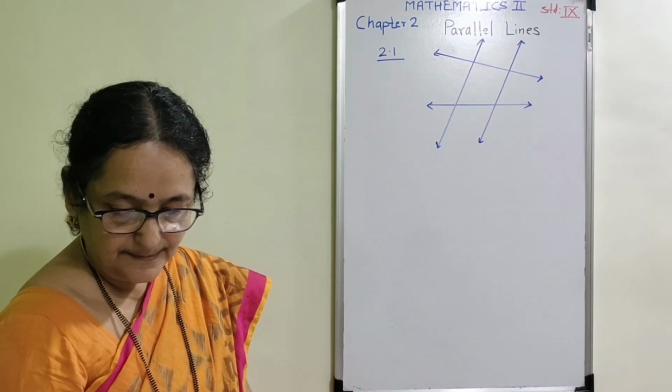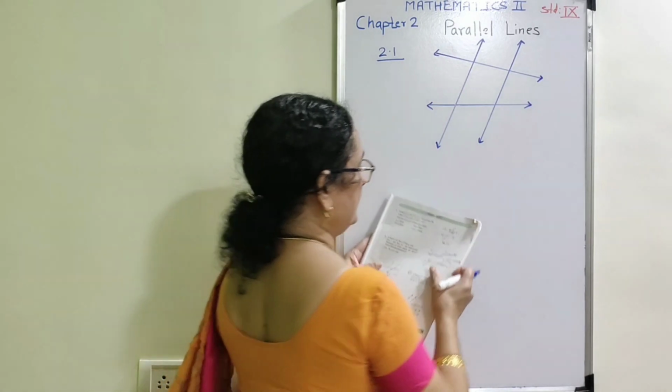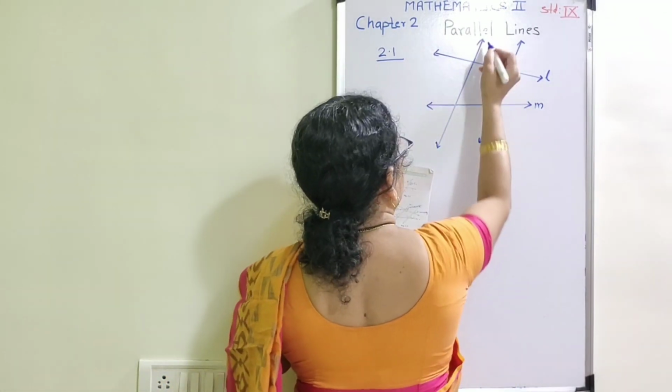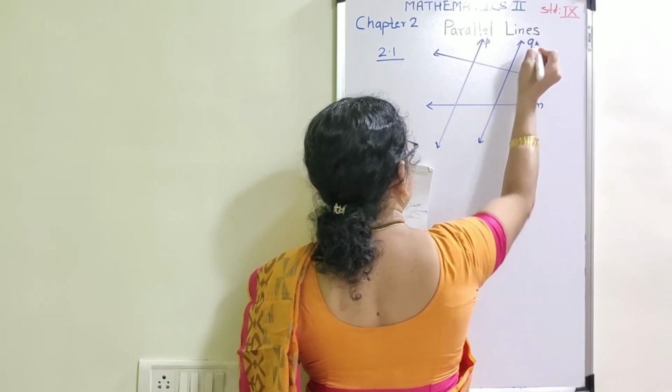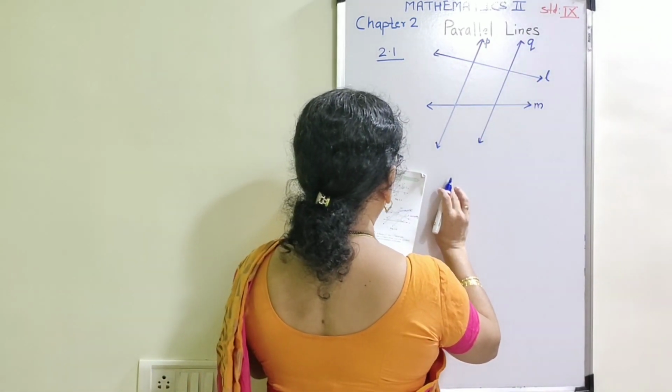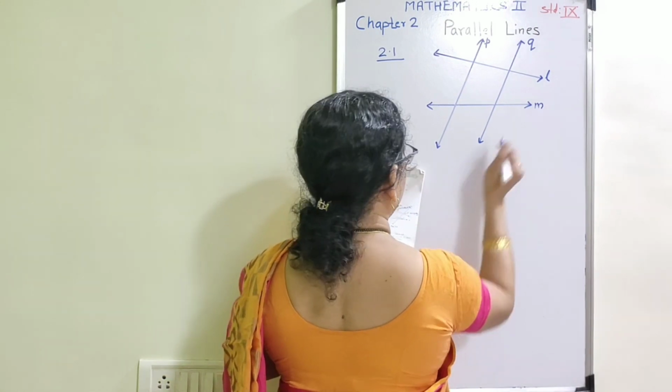This is the second example. They have given the names of the figure. Line L and line M, these are two lines. Line P and line Q, these are also two intersecting lines, transversals. Now here they have given some measures and some names.